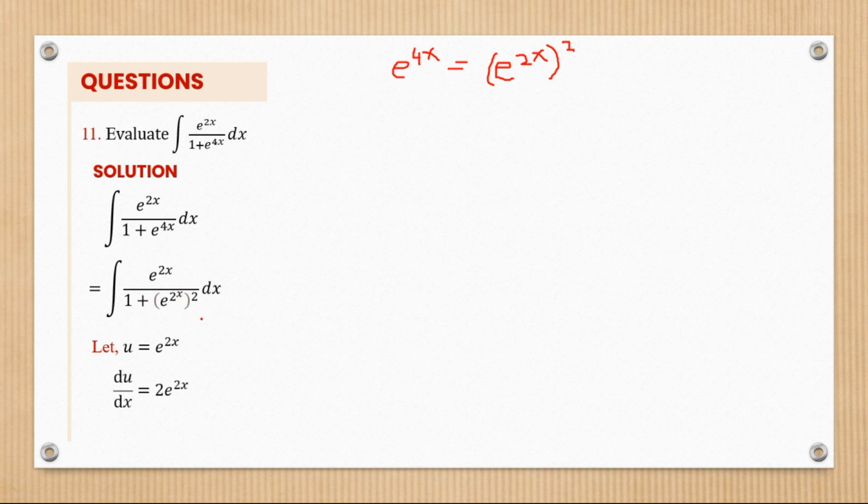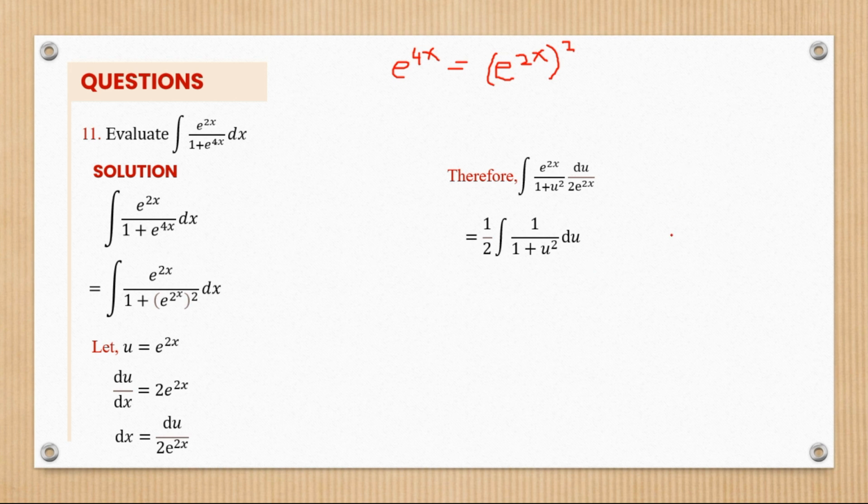So when you do that, we can say that du/dx shall be equal to 2e^(2x), of which dx, when we make it the subject, shall be equal to du over 2e^(2x). Therefore, when you substitute that, you can see that this and this will cancel, and I can pull out a half. So I'll have a half times the integral of 1 over 1 plus u squared.